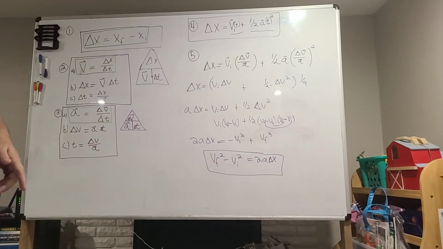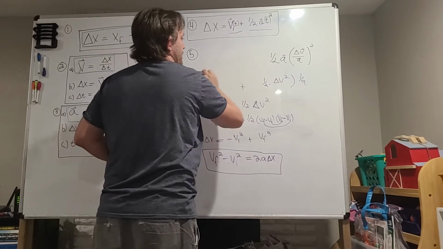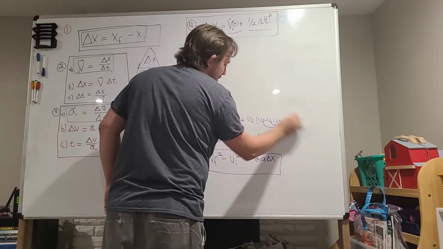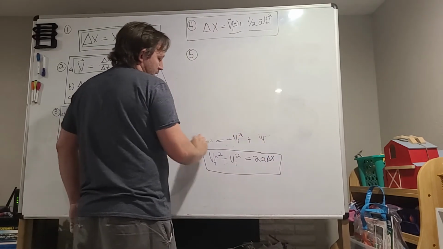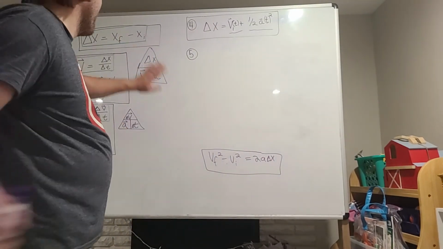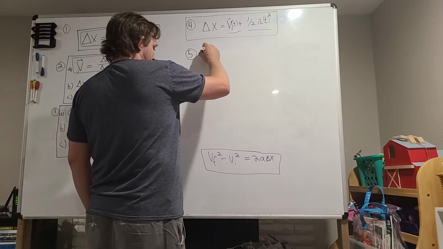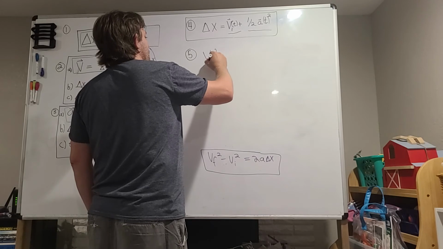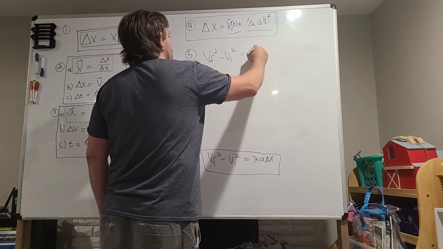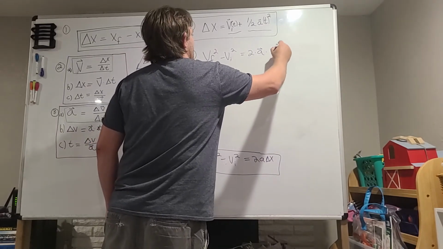So to finish this up, because I want to take a snapshot of this and put it into our notes, I'm going to erase all this. This isn't the best thing for me to keep anyway because I erased as I went. Chances are if I wanted to do this and have it all be on one, it would take up the whole whiteboard and we wouldn't have any room for anything else. So what we end up with is v final squared minus v initial squared equals 2 times acceleration times delta x.